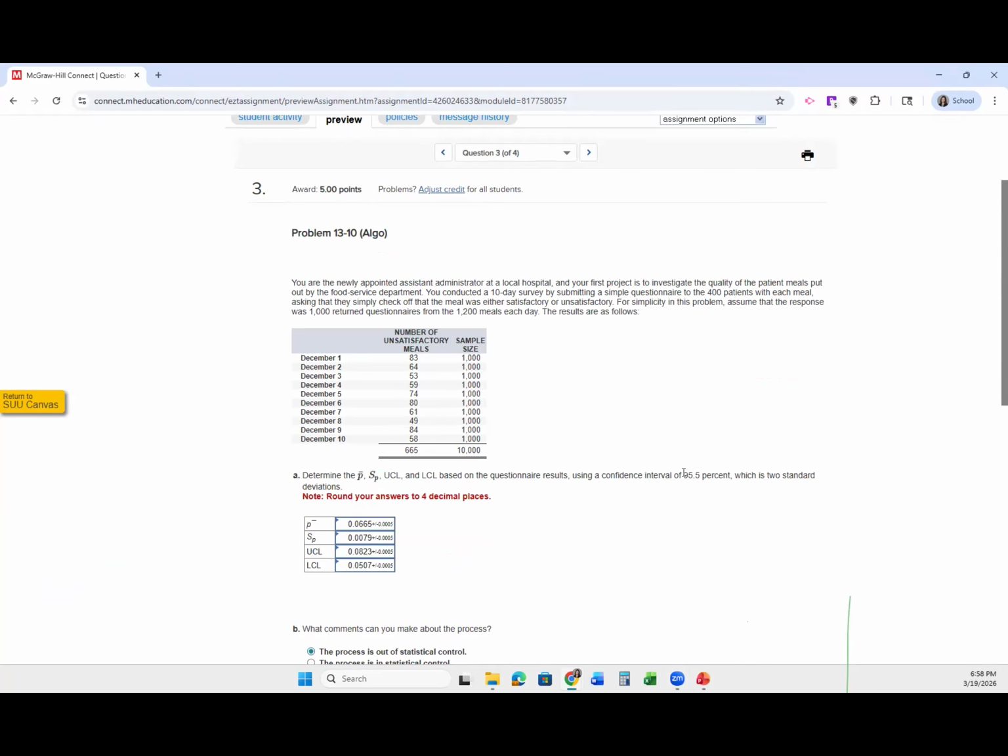And it gave you 95.5%, which is 2 standard deviations, so Z equals 2. So this is the Z over there.